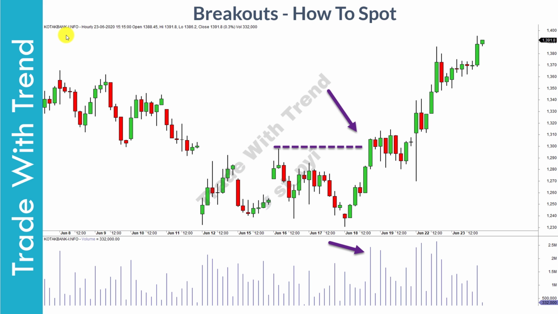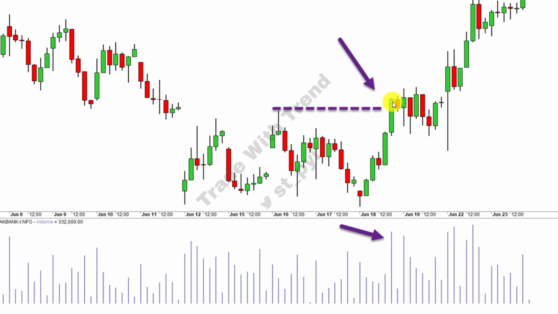The second example is from the banking sector. Take a look at Kotak Mahindra Bank. So again, price is moving out of this prior resistance here. Look at the range of the candle. Look at how it is closing. This is clearly a strong candle. And then look at volume expansion.